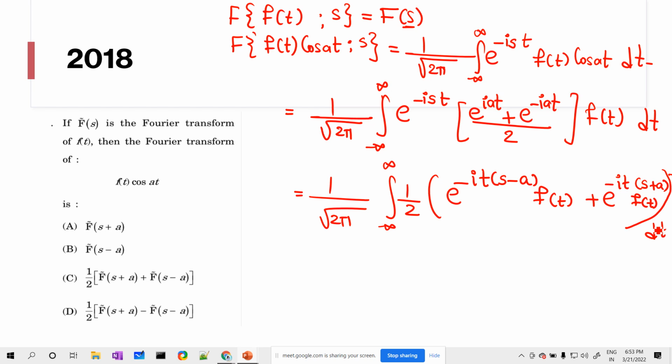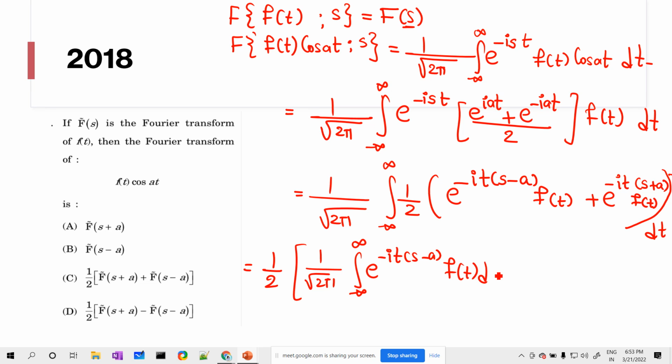The advantage is what I see, I can take the half outside. First thing I write: 1 upon root 2 pi, integrating from minus infinity to infinity, e raised to minus i t (s minus a) f of t dt, plus 1 upon root 2 pi, integrating from minus infinity to infinity, the second time I have e raised to minus i t (s plus a) f of t dt.